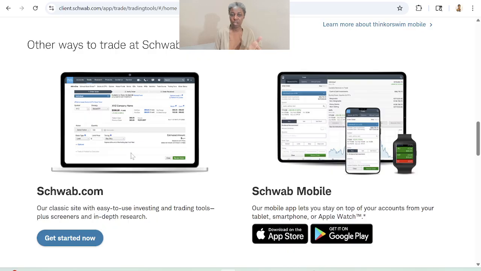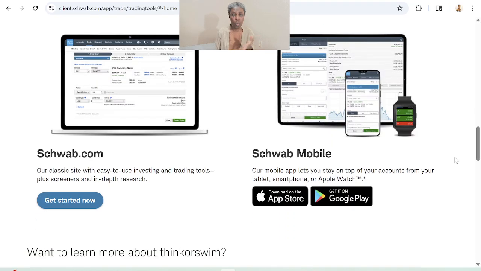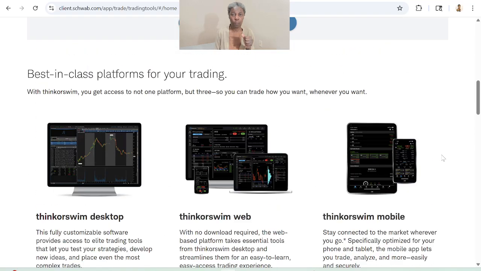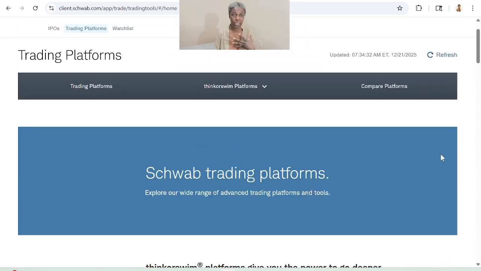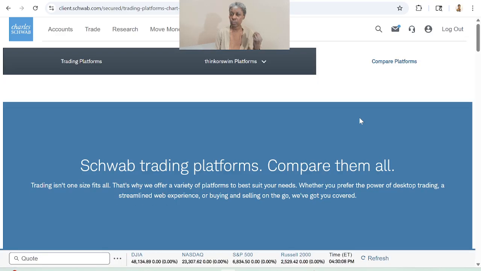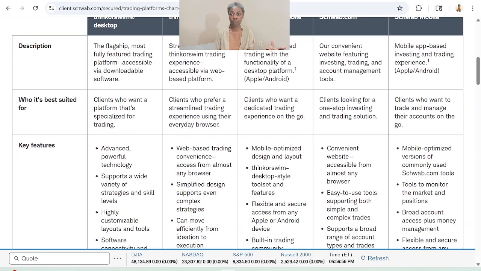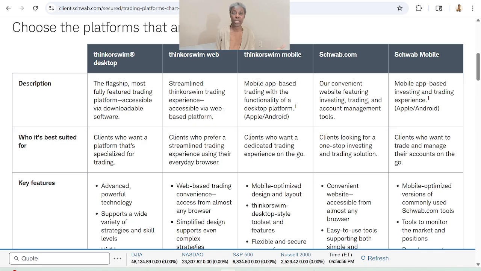They have ChartSwap mobile that I never use, but I use their web version as well. But I found the Thinkorswim platform to be more sophisticated than the ChartSwap chart for chart analysis. So here they try to compare them all. You can just read it yourself. I can pause a little bit, that way you'll be able to freeze the screen and read it if you are interested.